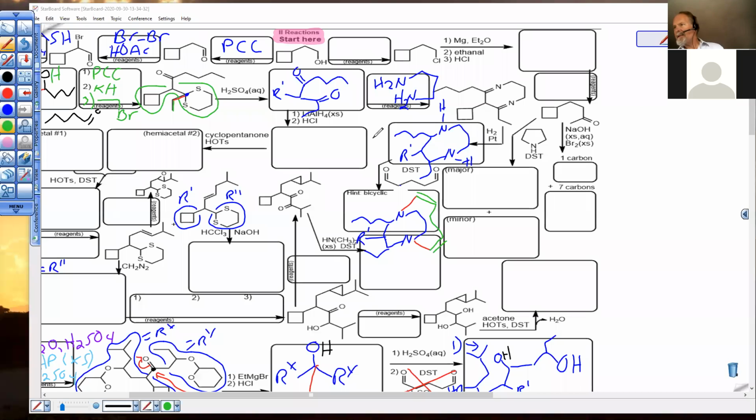Hey, we're back. And moving on back here to our roadmap. We left off here at a dead end, made our bicyclic enamine, and we're now going to complete this wraparound here. And what's going on here?